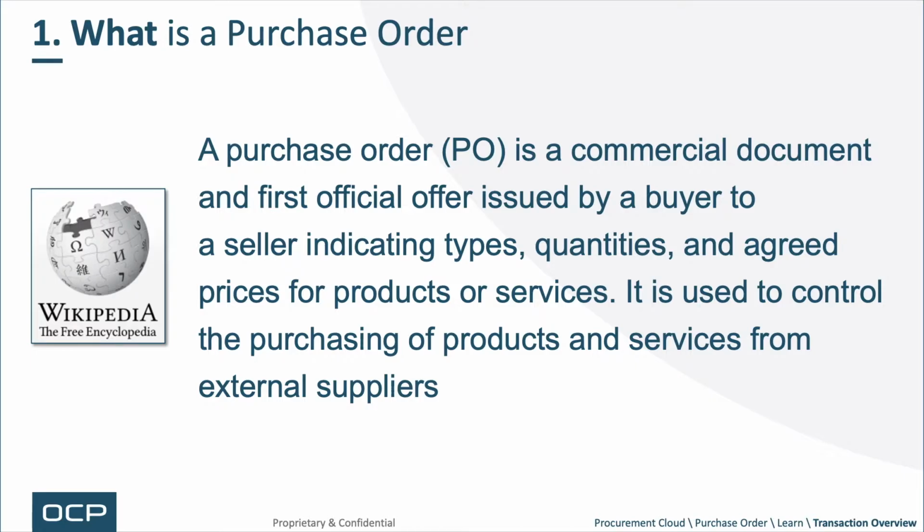Okay, so first up, what is a purchase order? Well, a purchase order is a commercial document and first official offer issued by a buyer to a seller indicating types, quantities, agreed prices for products and or services. It's used to control the purchasing of products and services from external suppliers.